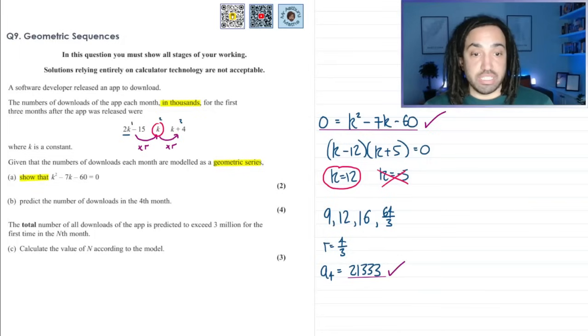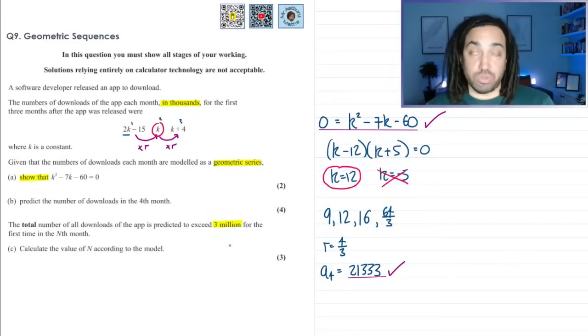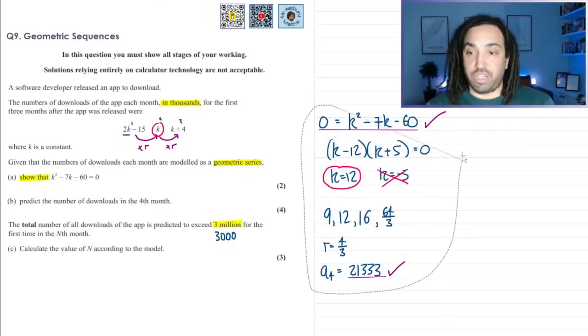Right, part C, it says the total number of all downloads of the app is predicted to exceed 3 million, which for our model is 1,000th of that because they're measured in thousands. So in fact, we're going to use the number 3,000. For the first time in the nth month, calculate the value of n according to the model. Okay, fine.